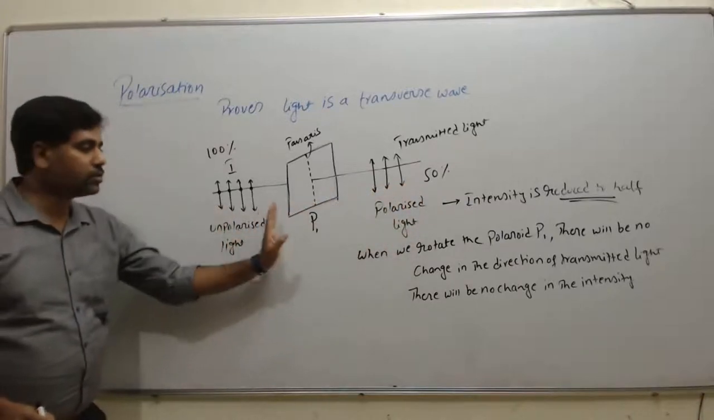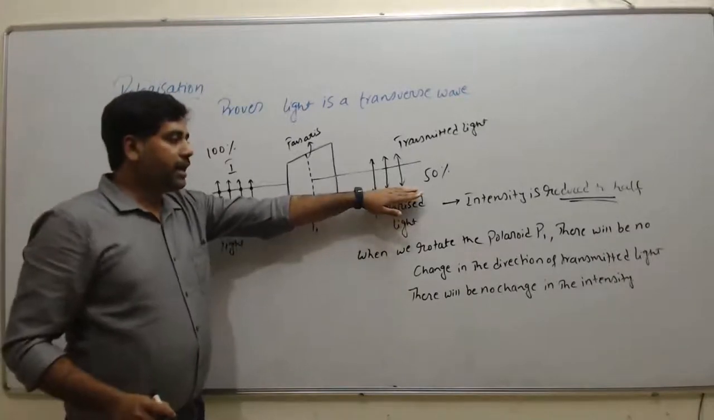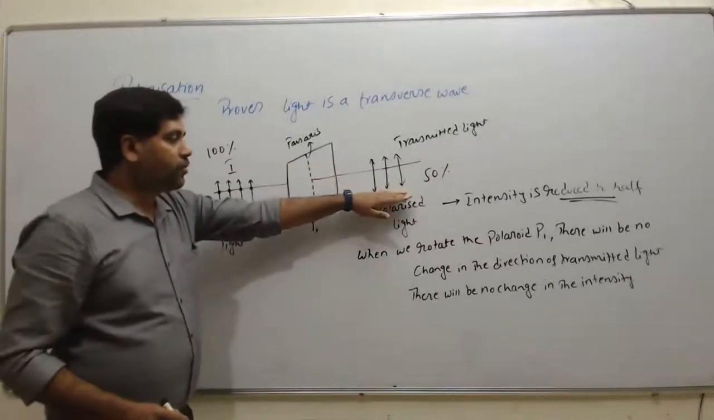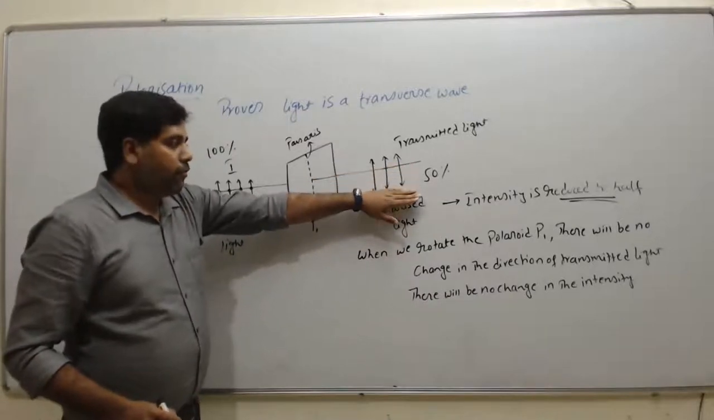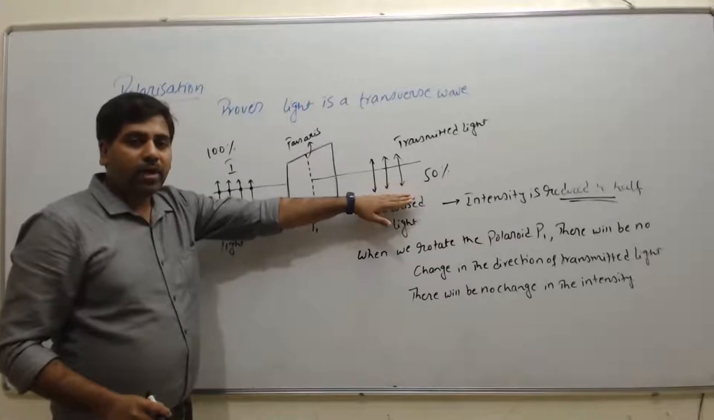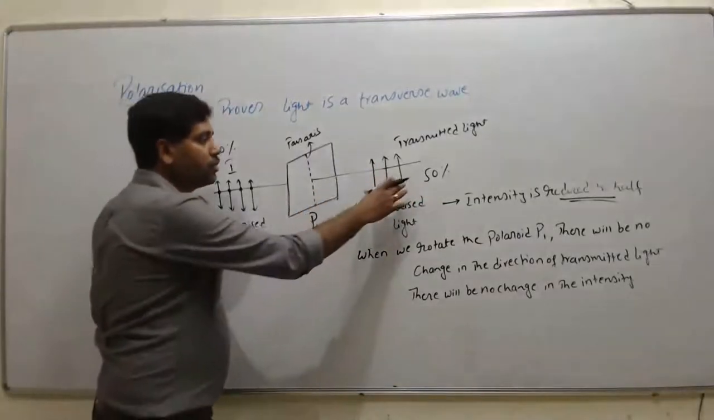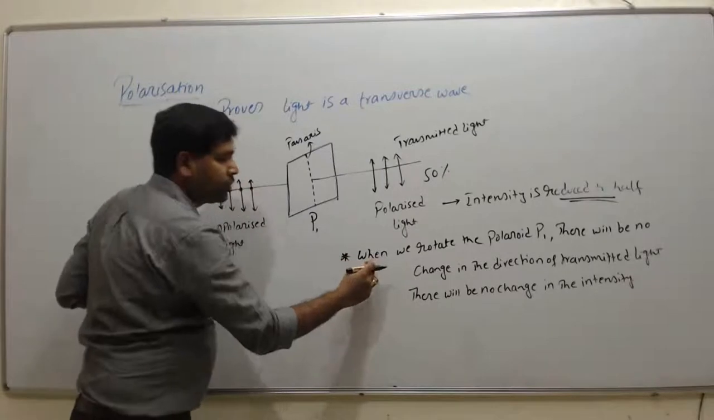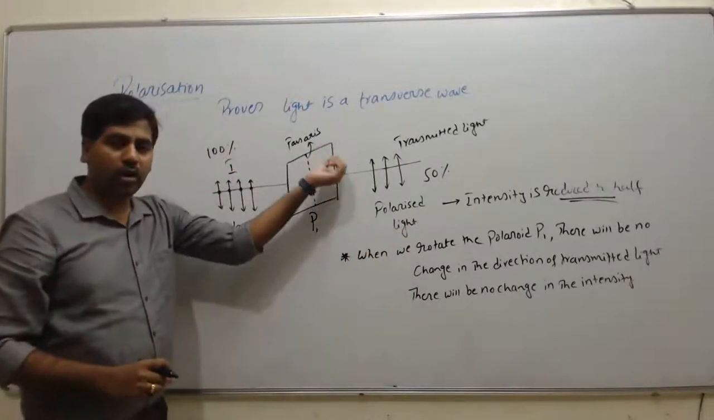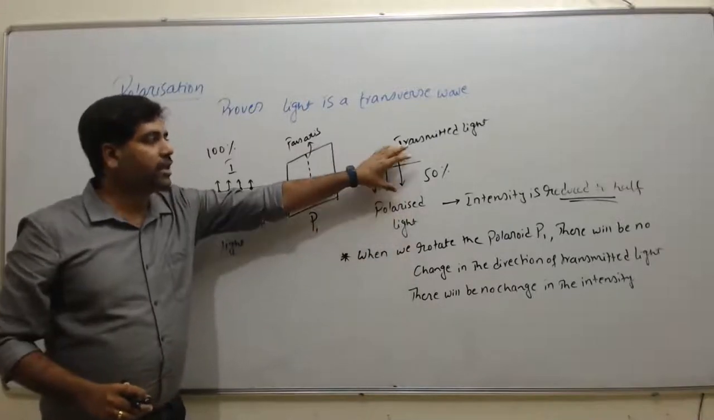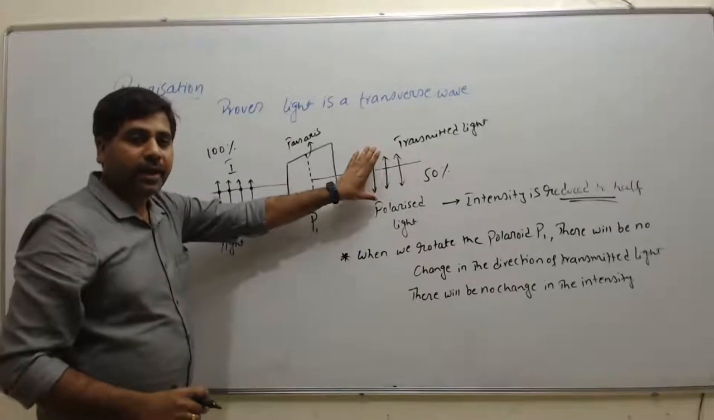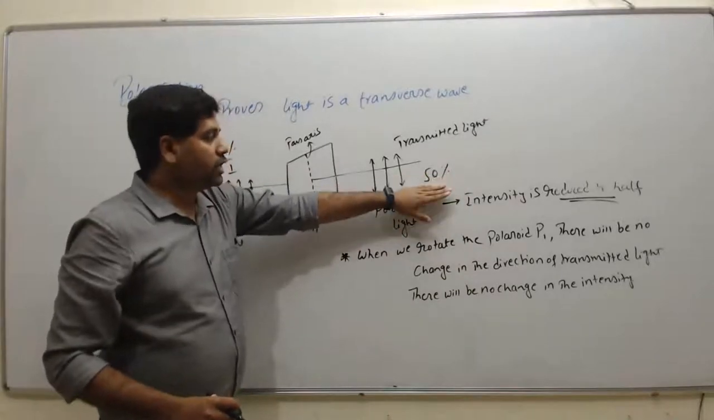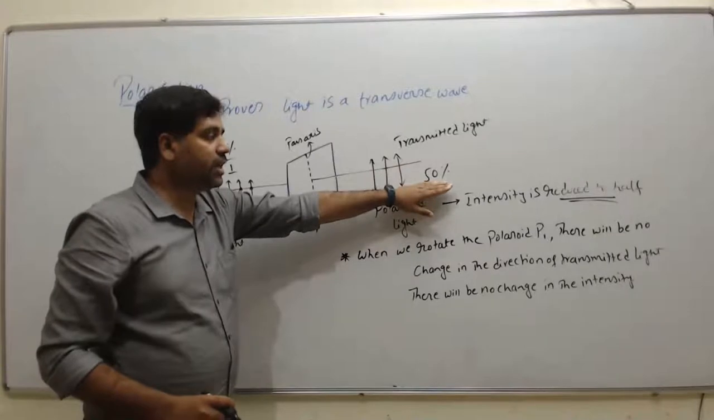When an unpolarized light passes through the polaroid, we get electric vectors which are vibrating perpendicular to the orientation of the molecules. This we call polarized light, because these electric vectors are vibrating in only one plane, and its intensity is reduced to half. Next, when we rotate the polaroid, there will be no change in the transmitted light, and no change in the intensity. The same intensity as before, no change in direction and no change in intensity.